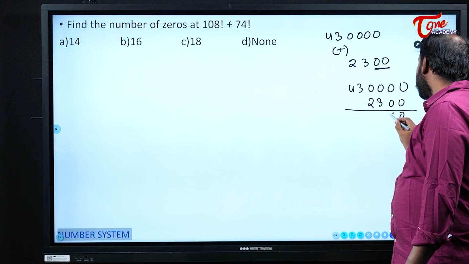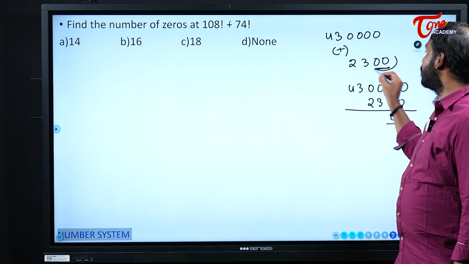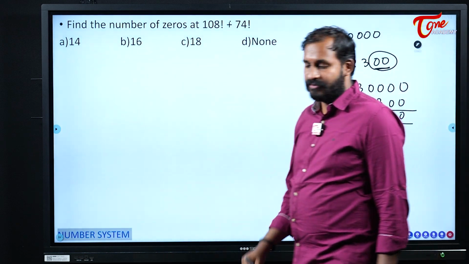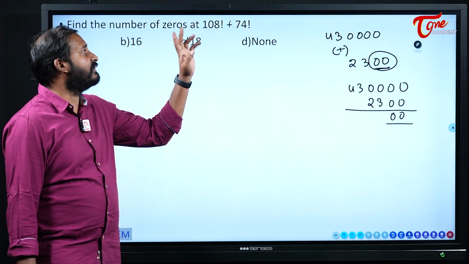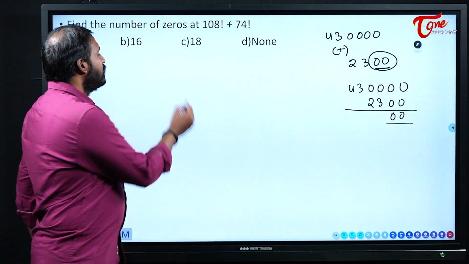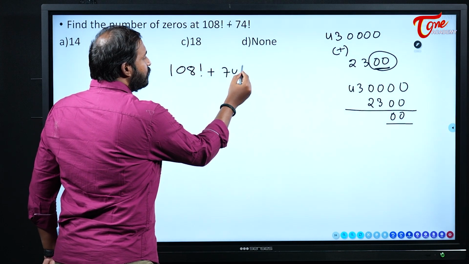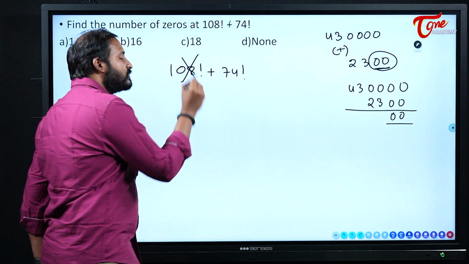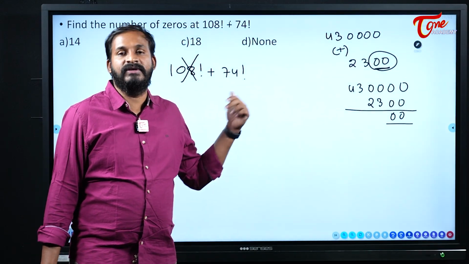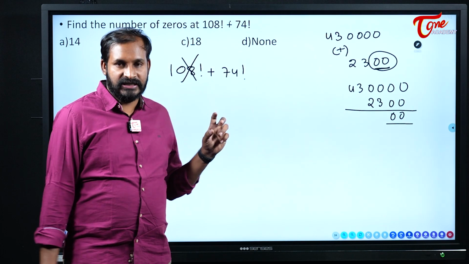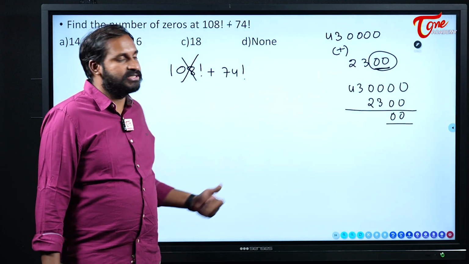So how many zeros do you get here? Only 2. So for the least number of zeros, we will get the least number of zeros. Now the same concept applies here also. See here, 108 factorial plus 74 factorial. Actually the question is 108 factorial plus 74 factorial, but here we will not bother about 108 factorial. The reason is it will have many more zeros when compared with 74. So 74 is the least number, so we will only check the number of zeros for 74. That becomes our answer here.